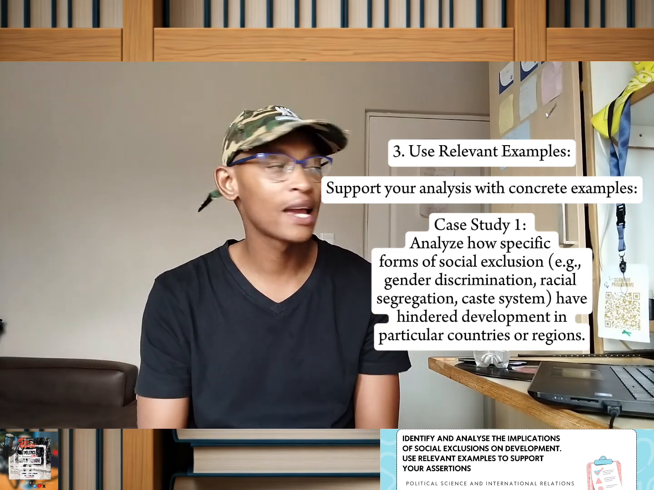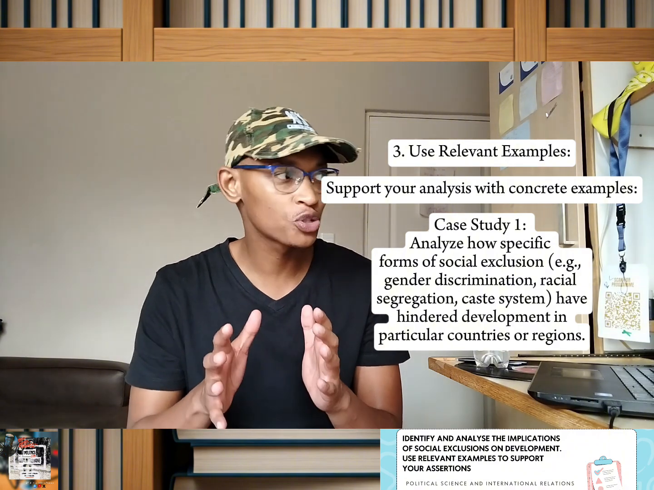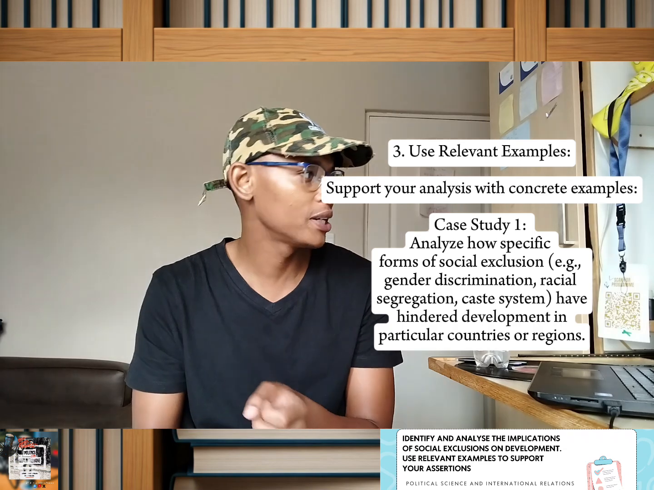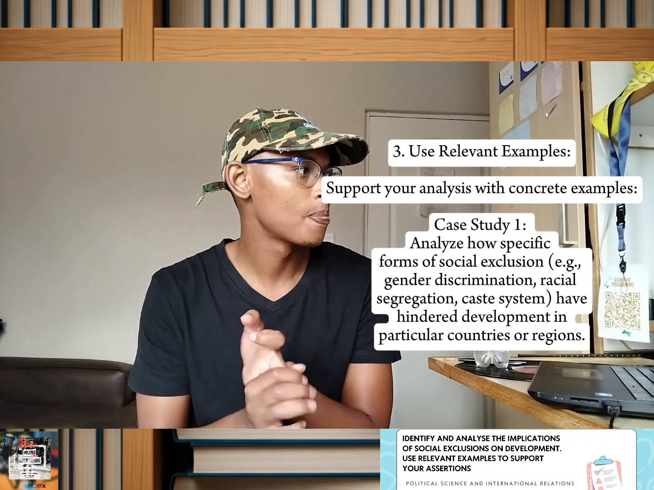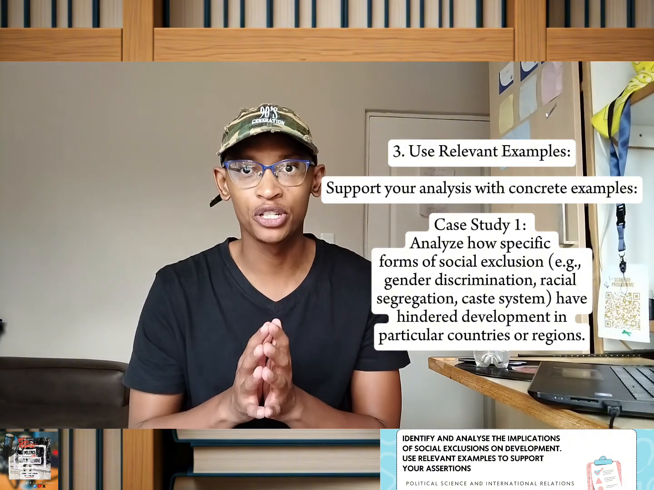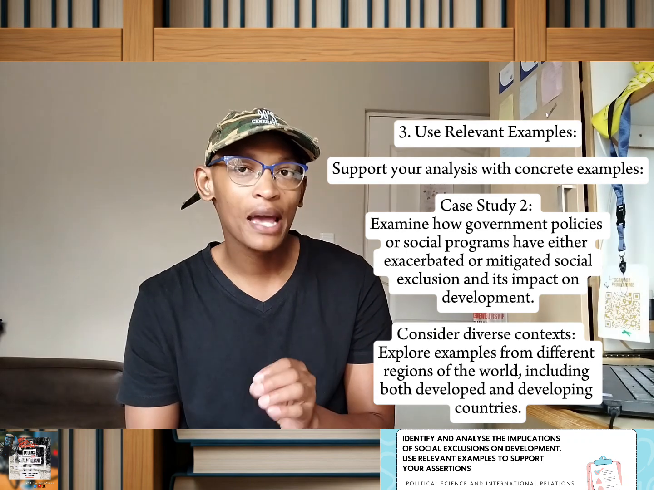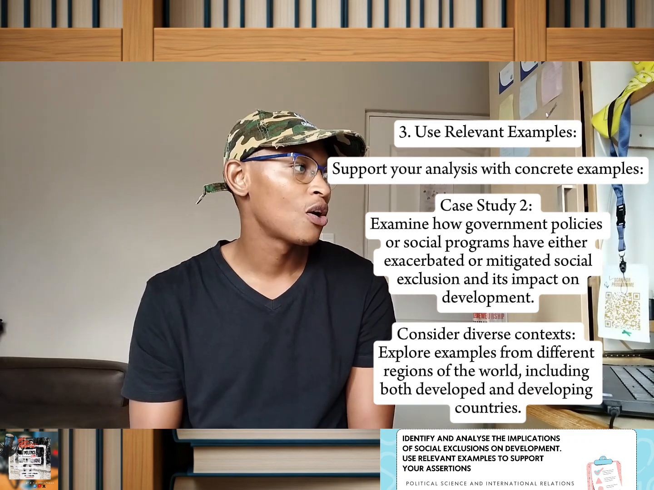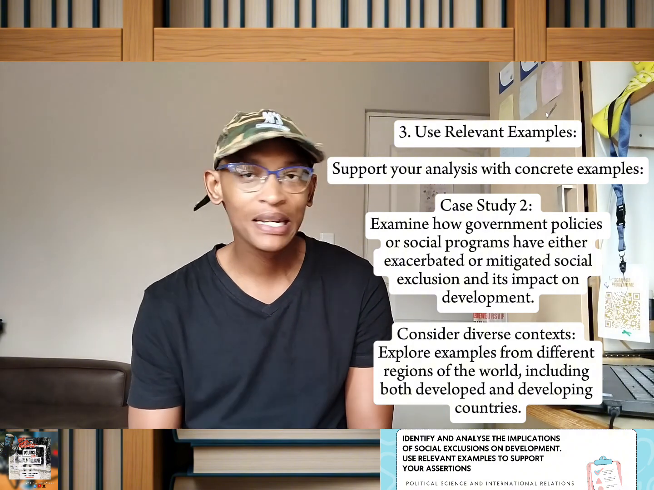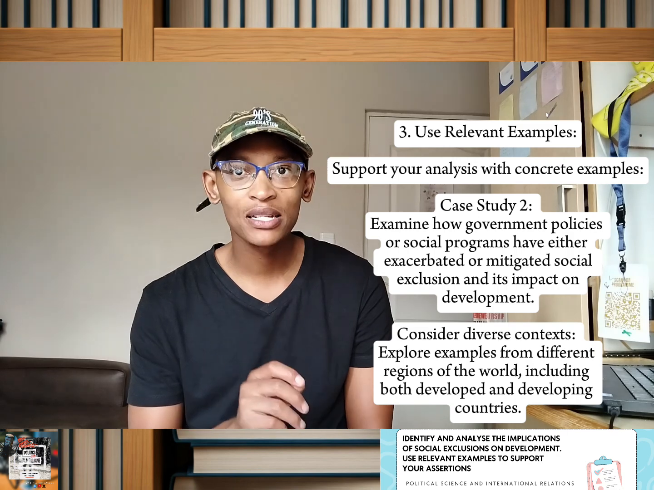You could have the first case study, which will analyze how specific forms of social exclusion, e.g. gender discrimination, racial segregation, and caste system, have hindered development in particular countries or regions. You would have the second case study, which examines how government policies or social programs have either exacerbated or mitigated social exclusion and its impact on development.